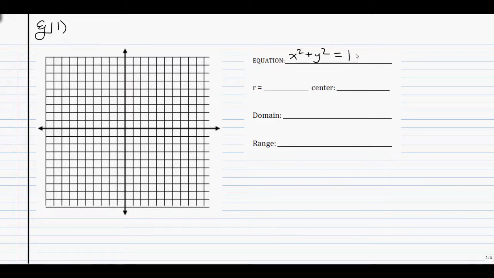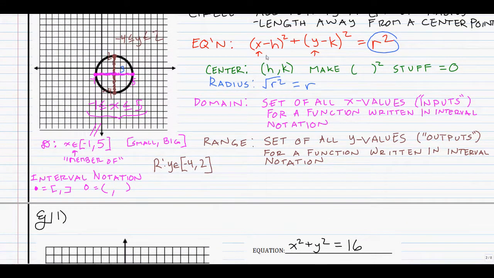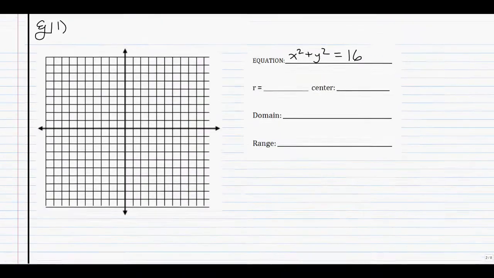So first, let's start with x squared plus y squared equals 16. So very simple equation. Now you might say, hey, wait a second, that doesn't look like the equation you drew up here. Right? I mean, look at that, x minus h squared, there's nothing in there. Well, in fact, that's actually a really nice situation.